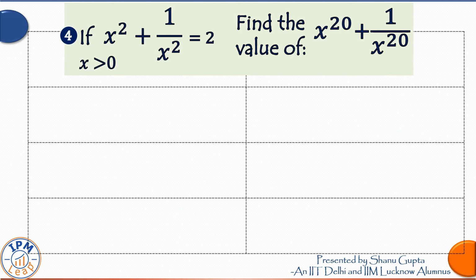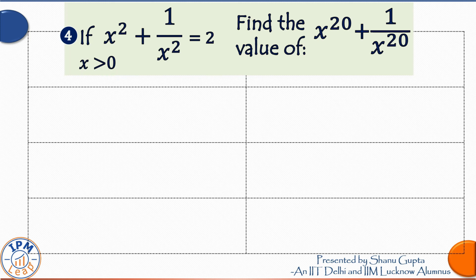Now, in a few odd questions, they might ask you the power 20 or maybe even power 100. Don't worry, there is a catch in such questions because they certainly don't want you to calculate squares or cubes over and over again. So let us say x square plus 1 upon x square is equal to 2. And they have additionally given that x is greater than 0.